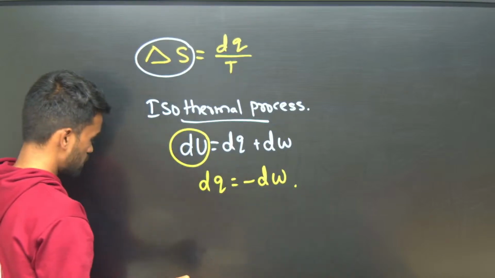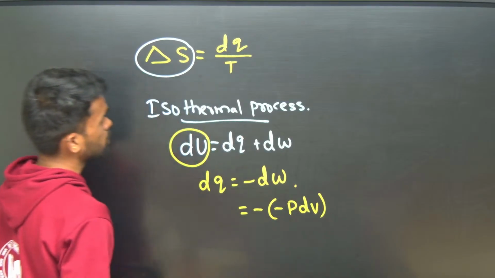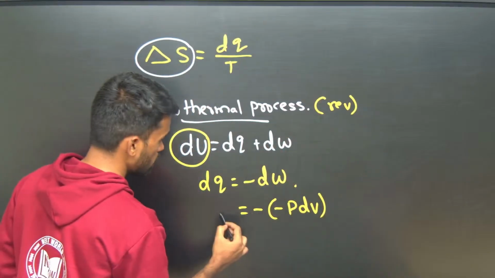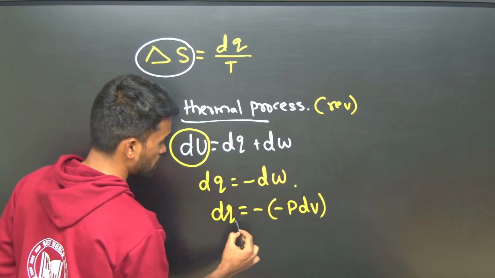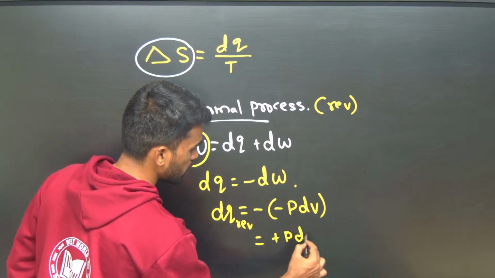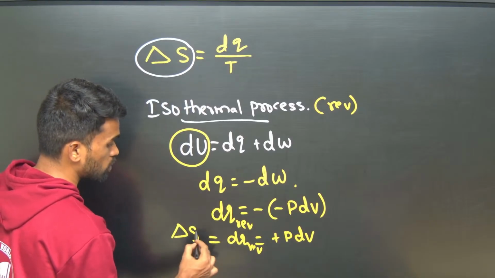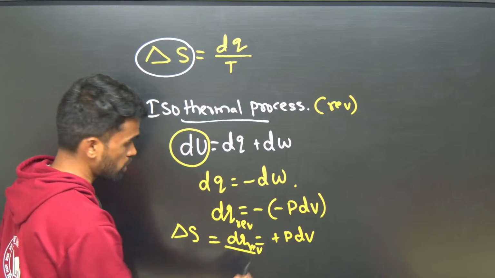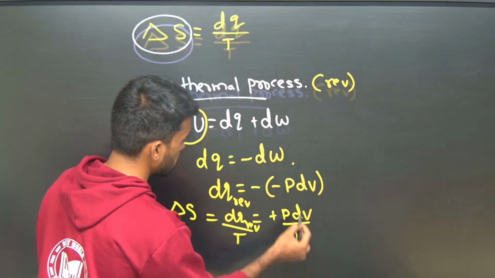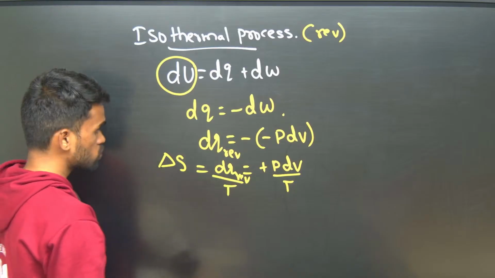So dw is nothing but minus pdv, for an isothermal reversible process. Now dq reversible equals plus pdv. What is the entropy formula we have? ds equals dq by T, so I can divide this equation with T. Here also I can divide with T. So dq by T means delta S, the entropy change.